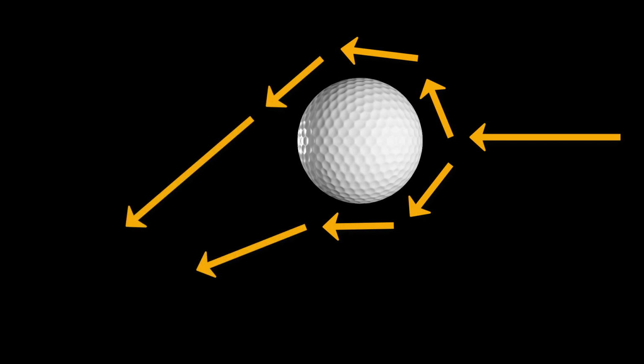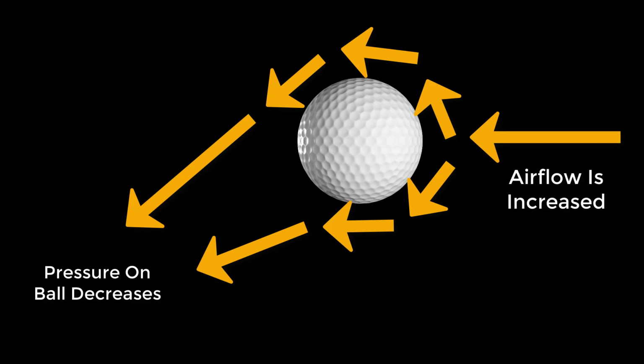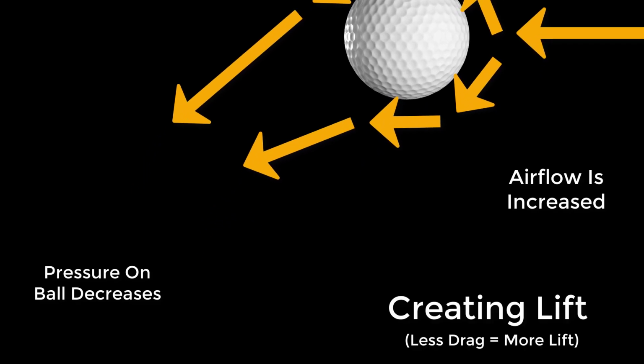Now, the lift is made when the airflow goes around the golf ball, pushing on different sides. If the airflow is increased, the pressure on the golf ball decreases, creating lift. And less drag is more lift.